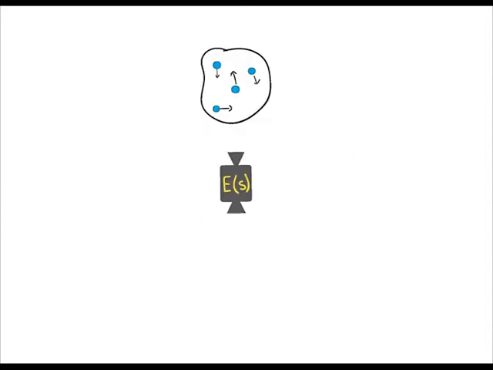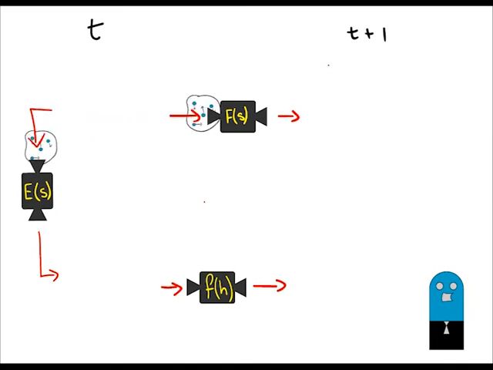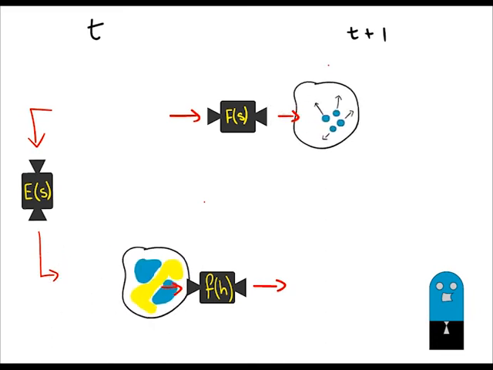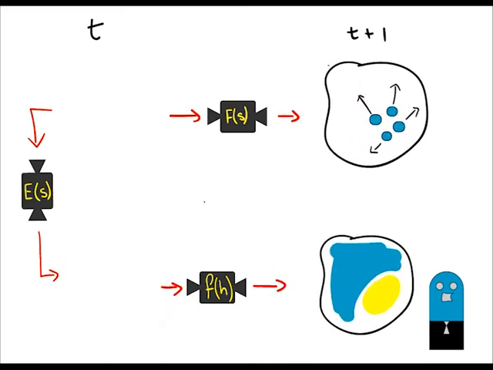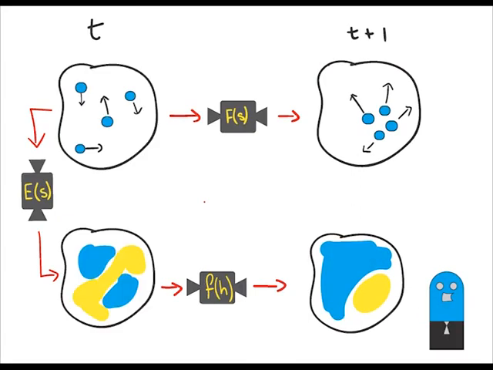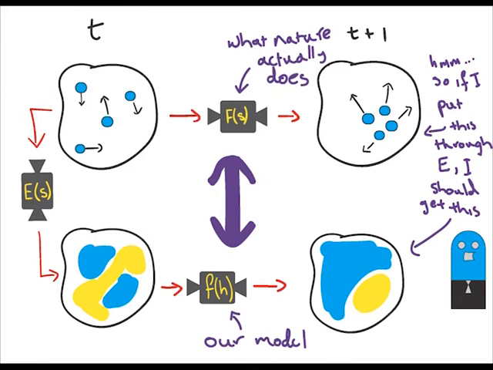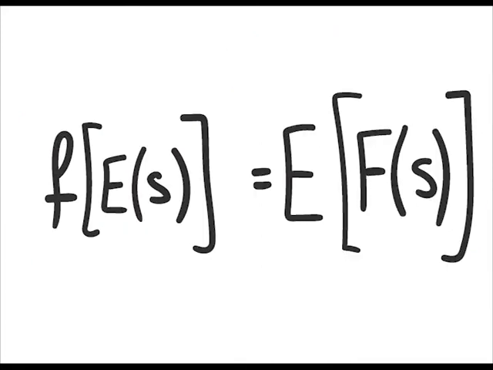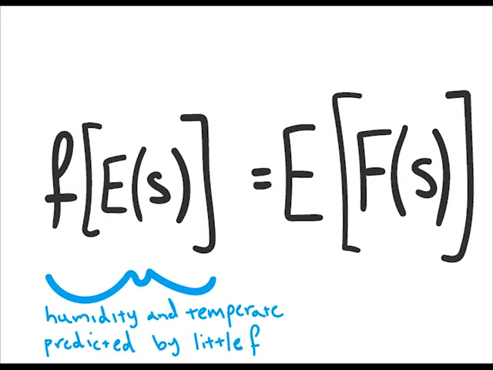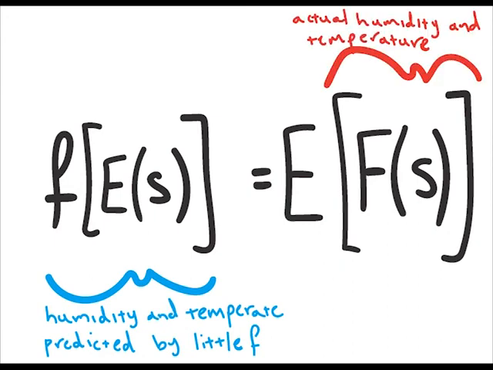So to continue with our model, we need some function e that takes the state of the system, i.e. the positions and speeds of each atom, and converts it to the variables we would prefer to deal with, humidity and temperature. We then take the output of e, the humidities and temperatures, and these become our inputs to our model, little f, and tells us what will happen in the future at t+1. Little f is analogous to big F and acts as our model. If little f is any good, then the following equation should hold. This is basically saying that the humidities and temperatures predicted by our model f should be the same as the humidities and temperatures determined by the laws of nature, here denoted as big F.